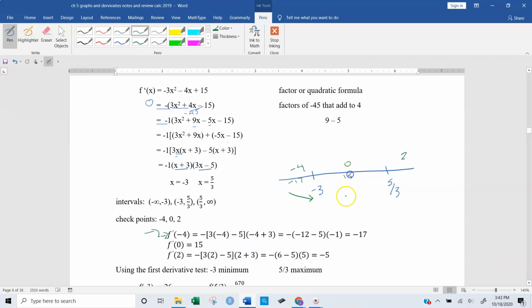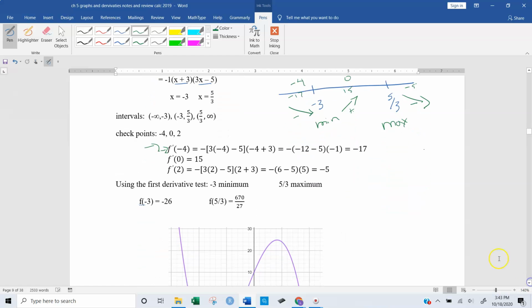So this is positive, so it is increasing. Since this is negative and this is positive, -3 is going to be a min. When we plug in 2, we get a -5, which means that it is decreasing. Since this is positive and negative, that means 5/3 is a relative max, which is exactly what we thought should happen. To find those points, we need to plug them into the original function.